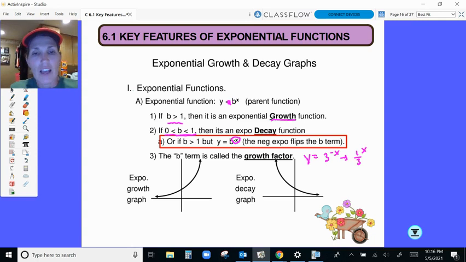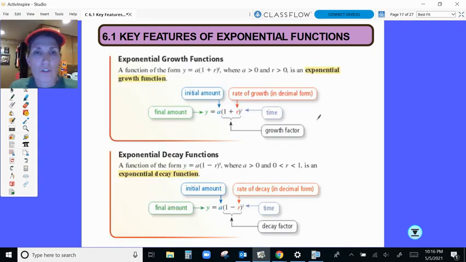So even though it looks like it's going to be growth, it's going to be decay, because it's a 1/3 anyway, okay? And then the b term is called either the growth or decay factor, one of the two. And these graphs, it goes from left to right up as a growth graph, and from left to right down is the decay graph, okay? Here is some more information on these graphs. This always is my final amount. My initial amount is A, my starting point.